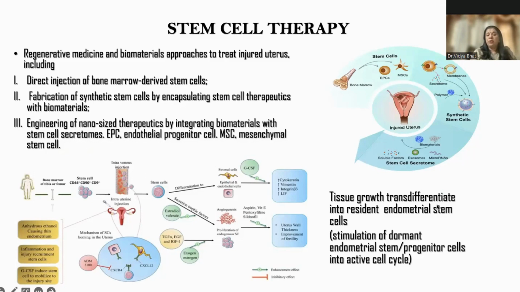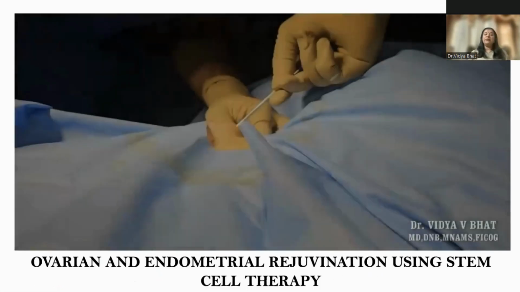So the tissue growth differentiate into resident endometrial stem cells. So this is stimulation of dormant endometrial stem cells and progenitor cells into the active cell form. So this is how you do it.